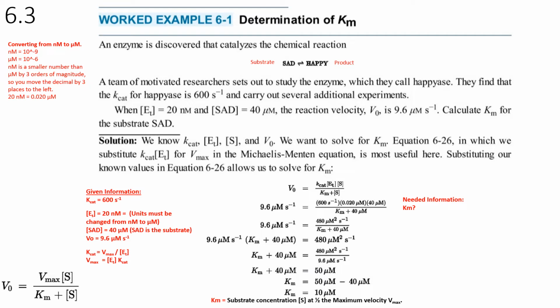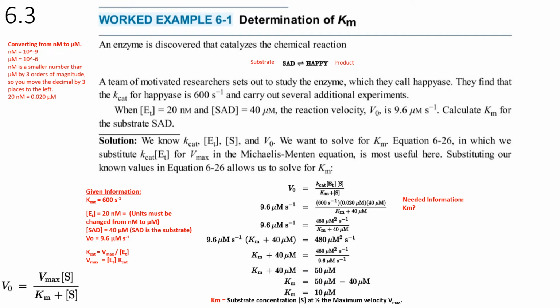They find that the Kcat for Happy Ace, or the Kcat is the enzyme turnover number, is 600 per second, and carry out several additional experiments. When the total enzyme concentration is 20 nanomolar and the substrate Sad concentration is 40 micromolar, the reaction velocity, V naught, is 9.6 micromolar per second.